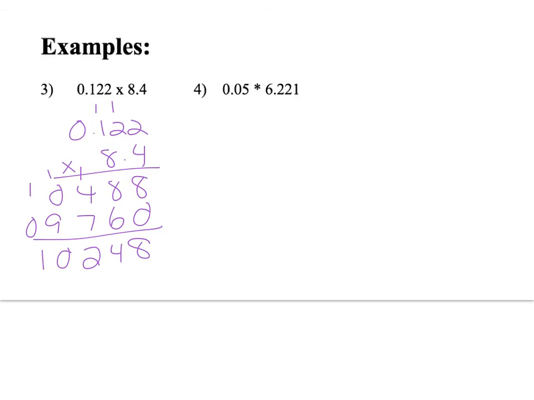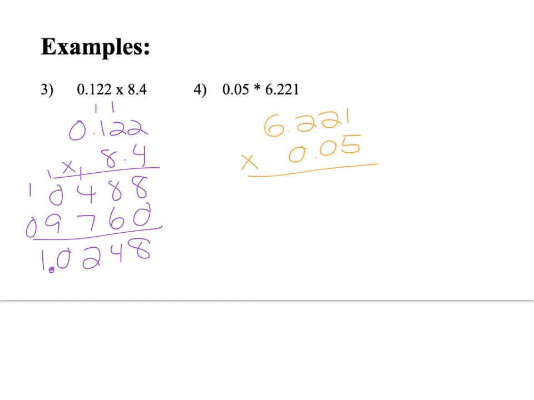Looking at the original problem, we have 1, 2, 3, 4 digits behind our decimal points, 4 total. So we will have 4 here in the product. 1, 2, 3, 4. Put your decimal point so it has 4 numbers behind it. Our answer is 1 and 248 10,000ths.